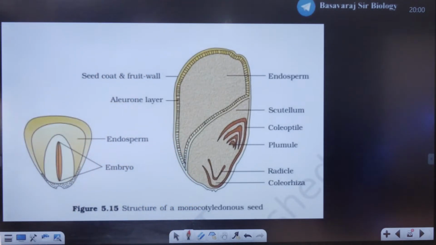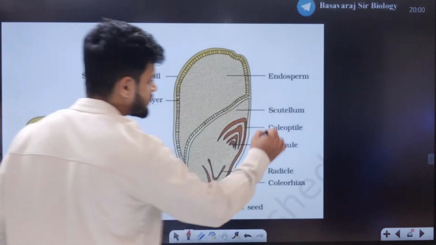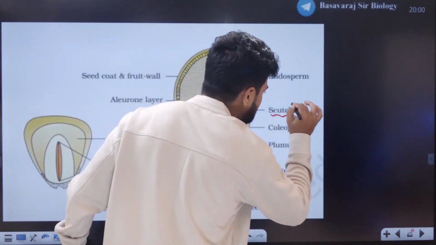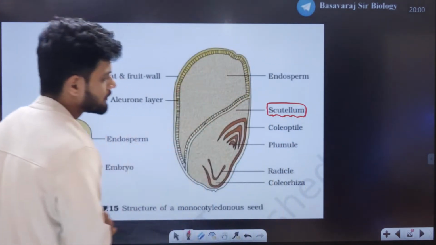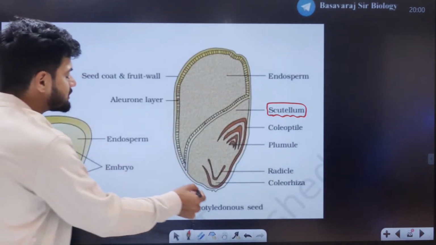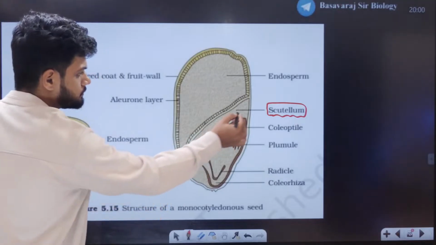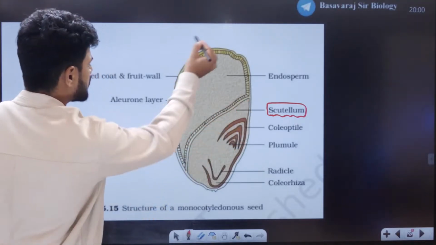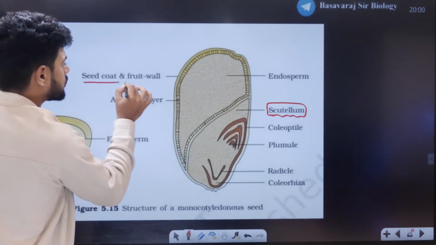Which is the cotyledon here, students? Single cotyledon here, in the case of monocot. Can you see here, students? This right here is the single cotyledon present. Okay, shield-shaped structure, single cotyledon. The entire thing is covered by seed coat and fruit wall.